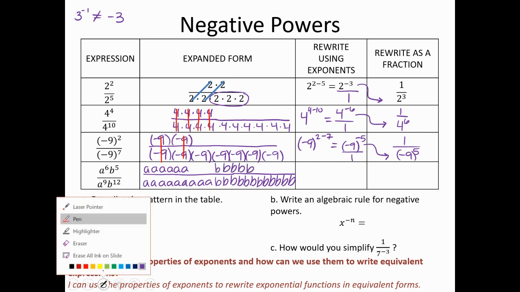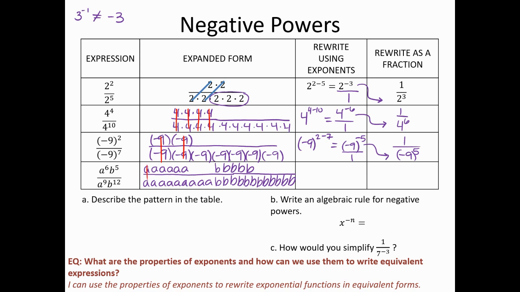All right, ready to cancel them out, because remember, we can only cancel for like bases or the same number. A over A is 1, A over A is 1, and so forth. So I can only cancel A's with A's and B's with B's. And so then what I'm left with is, basically I'm doing A to the 6 minus 9 and B to the 5 minus 12, which gives me a to the negative 3, b to the negative 7.